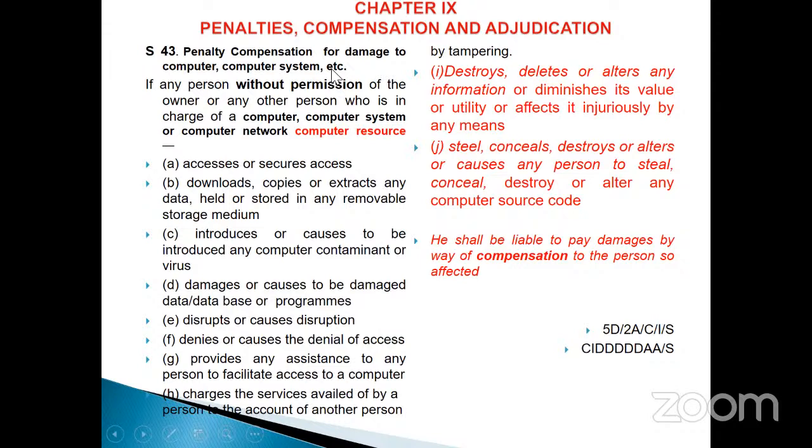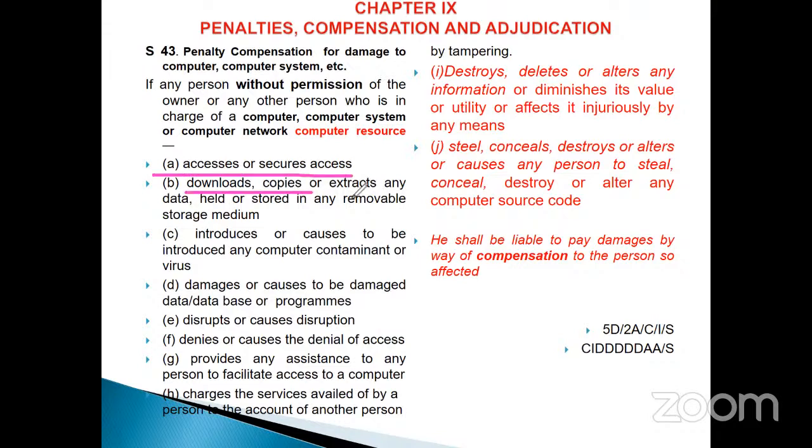The penalty or compensation for damage to computer system, network. If any person without permission of the owner, that is unauthorized access, or any other person who is in charge of computer system, computer network. This is common, computer system, computer network, invariably in all the sections. Suppose he does, number 1, access or secure access.